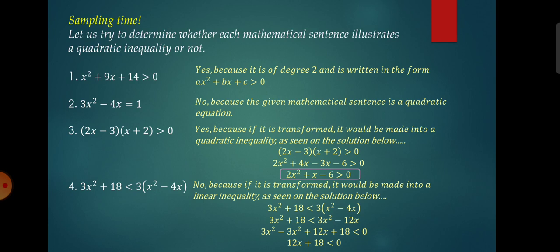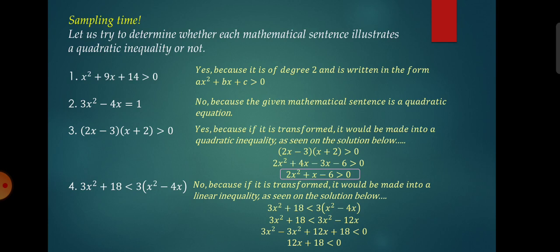The next part of the solution will become 3x squared plus 18 less than. We distribute the 3 to the binomial x squared minus 4x. So, 3 times x squared is 3x squared, and 3 times negative 4x is negative 12x. So, to simplify further, we group the terms.